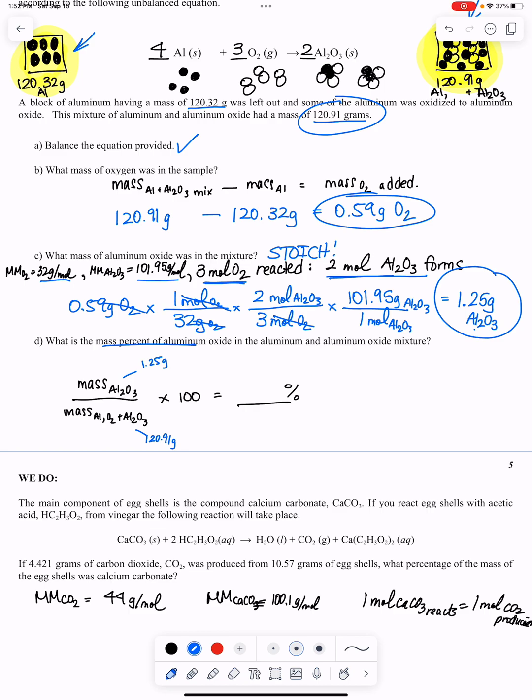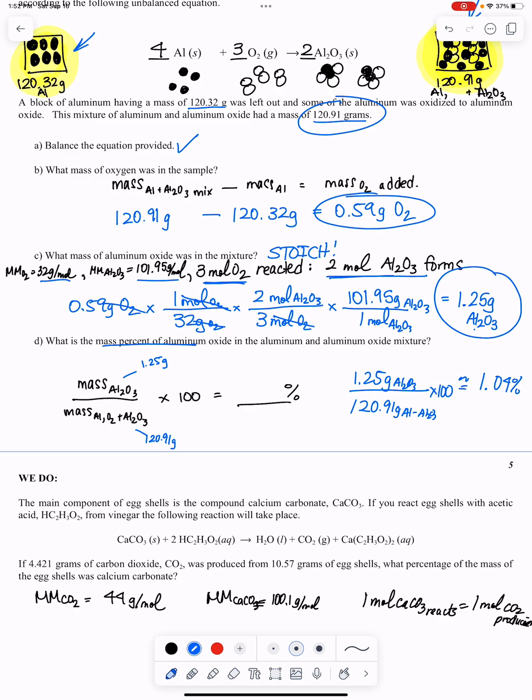So I'm going to do that. 1.25 grams of the aluminum oxide divided by the 120.91 grams of the mixture times 100, and you should get approximately 1%, 1.4% to be exact. Okay? So we did that question in class.